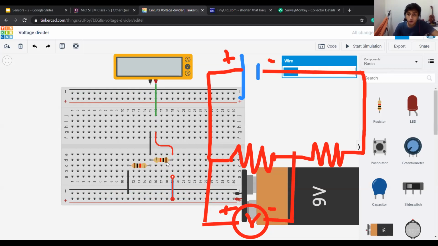Okay, then from the resistor, you can see in the circuit, the middle junction is connected to another resistor here, and it's also connected to negative of the voltmeter. Look. Wait, I'm going to make this look good.